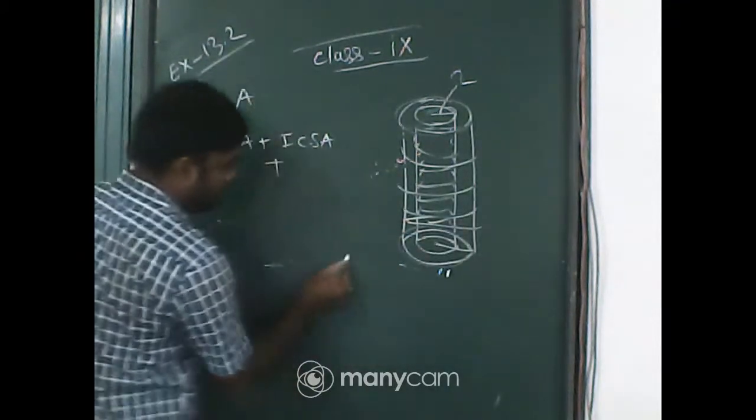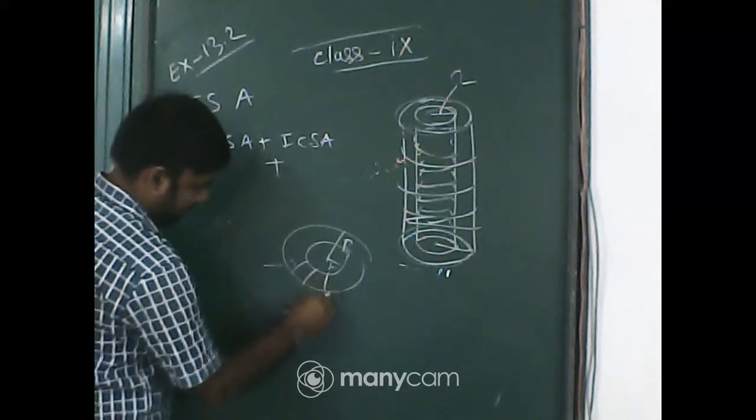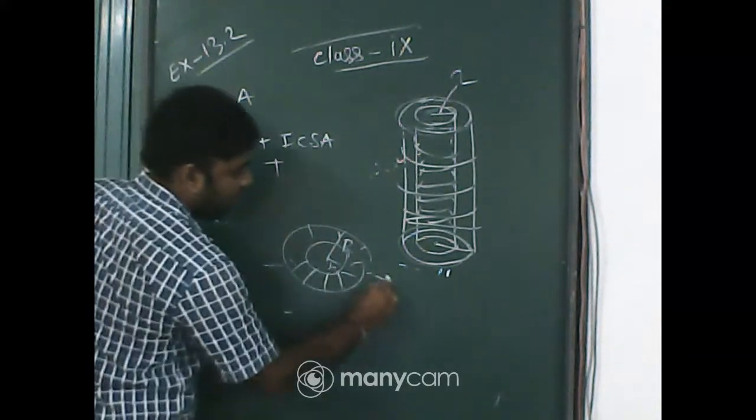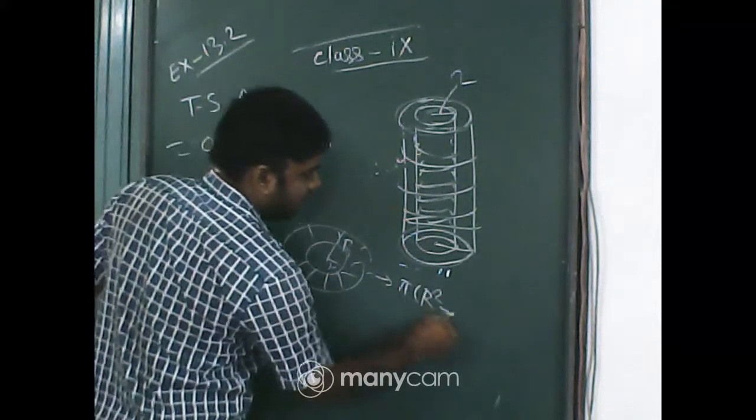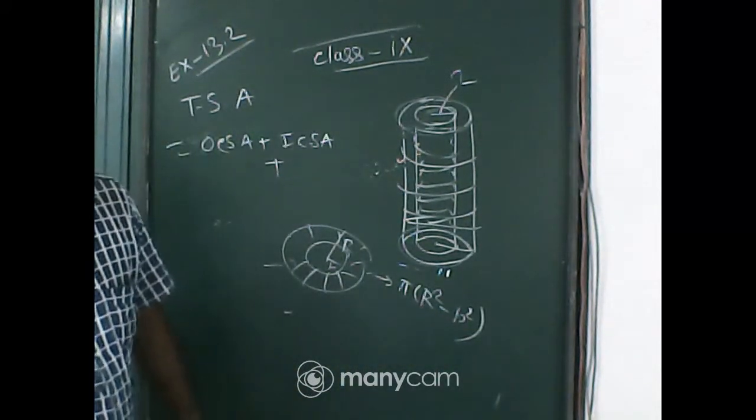Yes, area of two rings plus the curved surface areas. That one is ring and that one is ring, so two rings. And now what is the area of the rings? Ring means small r and capital R. Area of that ring is pi into capital R square minus small r square.